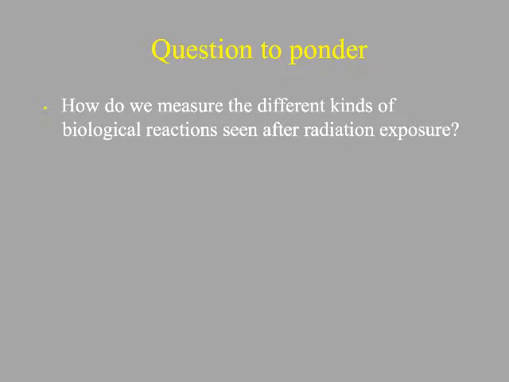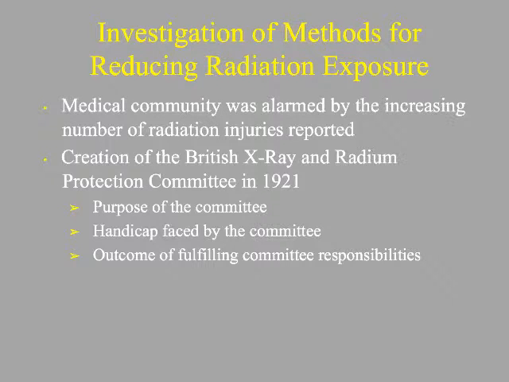So I don't anticipate the measures will change that much over the course of our lifetime. They changed a lot, though, in those first 100 years. So let's look at some of those changes real quick. The medical community was the first to be alarmed by the number of injuries that were being reported, and they created the British X-ray and Radiation Protection Committee. So this is not a council, this is not a policy-making body. These were just scientists who were asking those kinds of questions. How do we measure this stuff, as well as classify the responses?